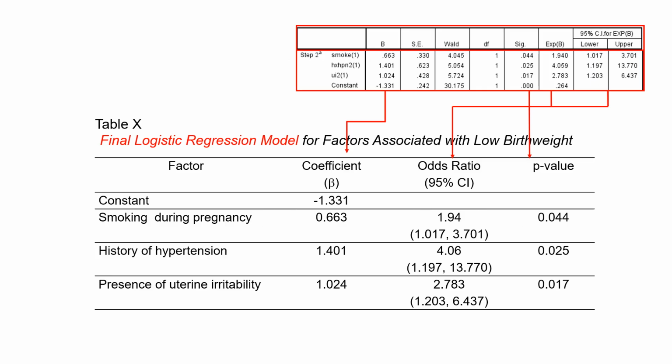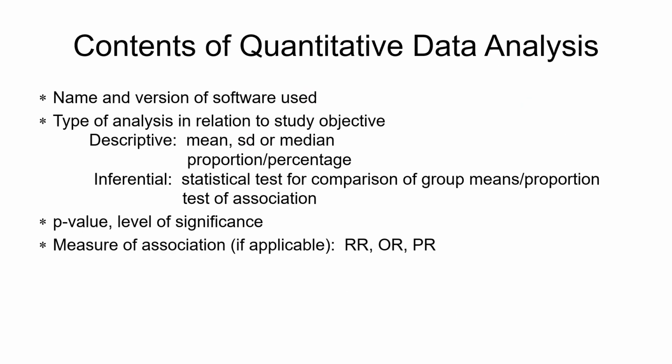The final logistic regression results show that those with low birth weight were 1.94 times more likely to smoke, 4.06 times more likely to have a history of hypertension, and 2.78 times more likely to have uterine irritability than those with normal birth weight. The contents of the data analysis part of the final manuscript should contain the statistical techniques used in relation to the study objectives.